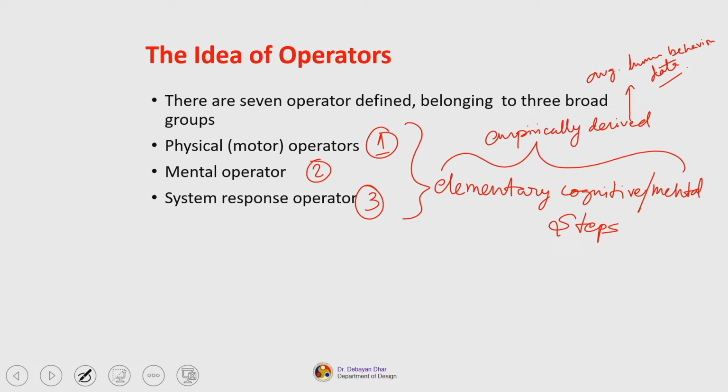Right. So, there are 7 operators and they can be classified in 3 broad groups: the physical operator, the mental operator and the system response. Physical, you know what we are talking about, there is a physical activity. The mental operator means there is a mental process associated with it, and the system response operator is the amount of time taken by the system to respond to the trigger that you have initiated.